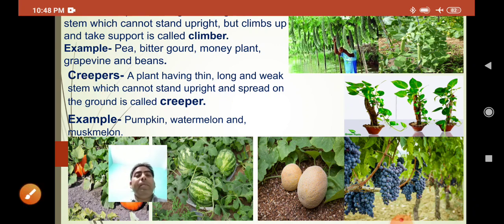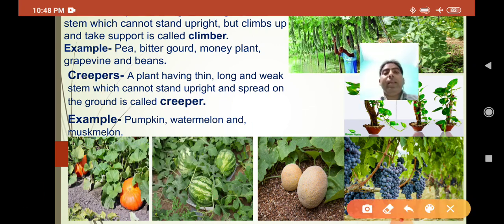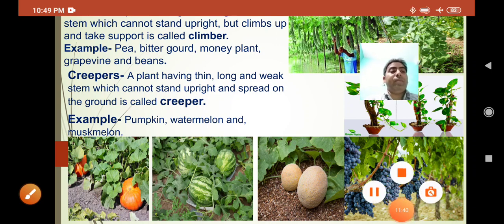Here you can see pumpkin. These are the pumpkins. This is the muskmelon. These are the plants which creep on the ground, they spread on the ground, so they are called the creepers.